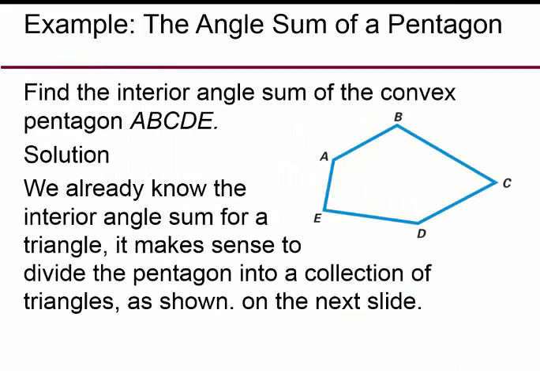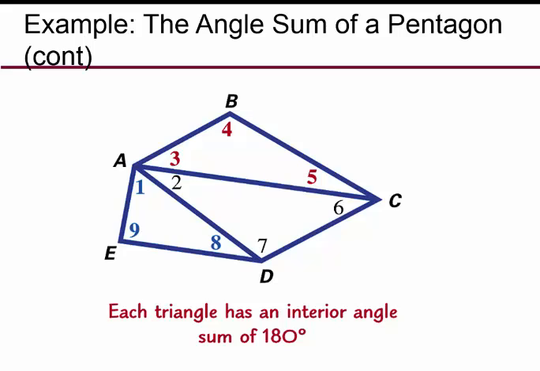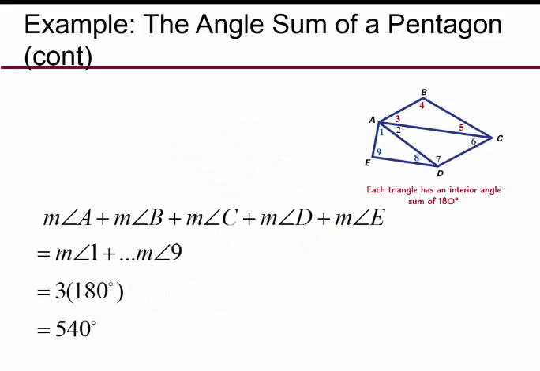Now, in this example, we're going to find the interior angle sum of the convex pentagon ABCDE. We already know the interior angle sum for a triangle. It makes sense to divide the pentagon into a collection of triangles, as shown in the next slide. Each triangle has an interior angle sum of 180 degrees. So the measure of angle A all the way through the measure of angle E is going to be equal to 3 times 180 degrees, because we have 3 triangles, which is 540 degrees.